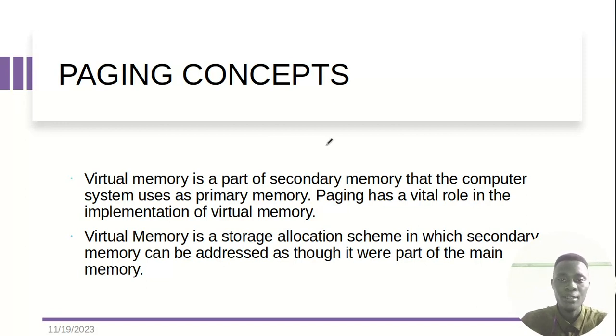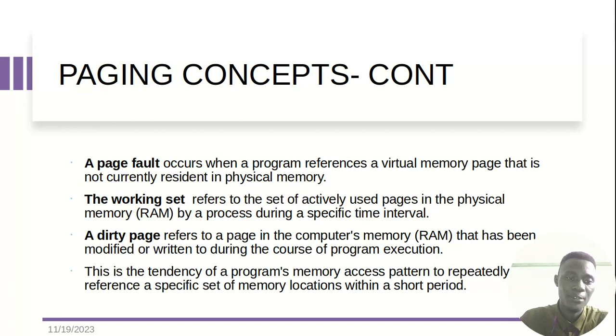And then we have another aspect of paging, which is called virtual memory. Virtual memory is memory that is intangible, and it is part of the secondary memory that the computer uses as primary memory. So in the implementation of paging, virtual memory is key, and secondary memory can be addressed as though it were part of the main memory. An amount of space is picked from the secondary storage to act as primary storage. So we also have page fault, working set, and data page when we are talking about paging. Those are the concepts that also fall in.